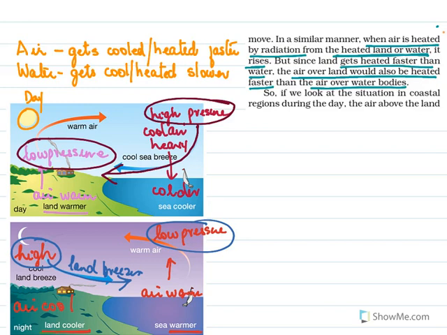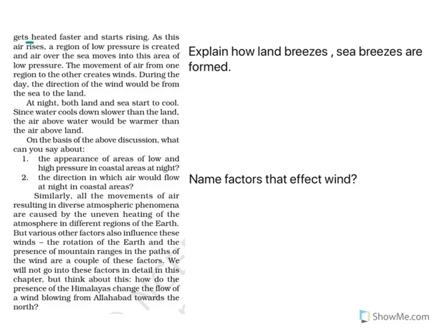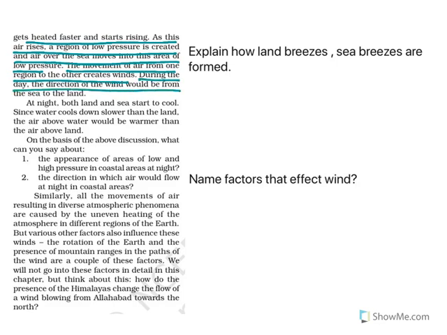So, if we look at the situation in coastal regions during the day, the air above the land gets heated faster and starts rising. As this air rises, a region of low pressure is created and the air above the sea comes into this area of low pressure. The movement of the air from one region to another creates winds. During the day, the direction of the wind would be from sea to land.